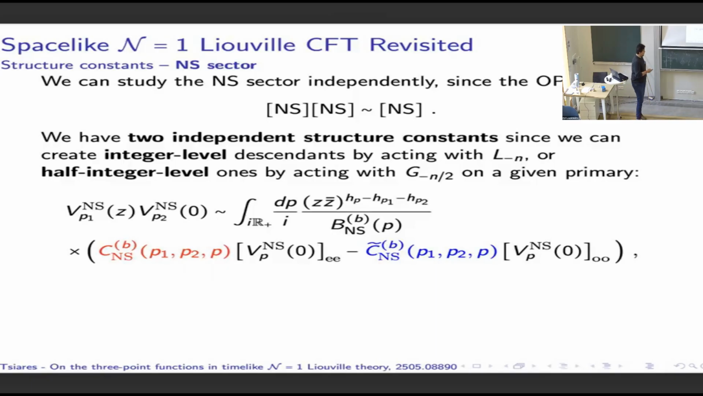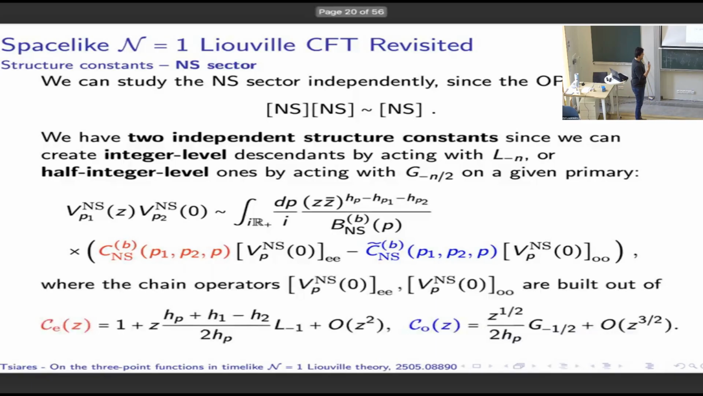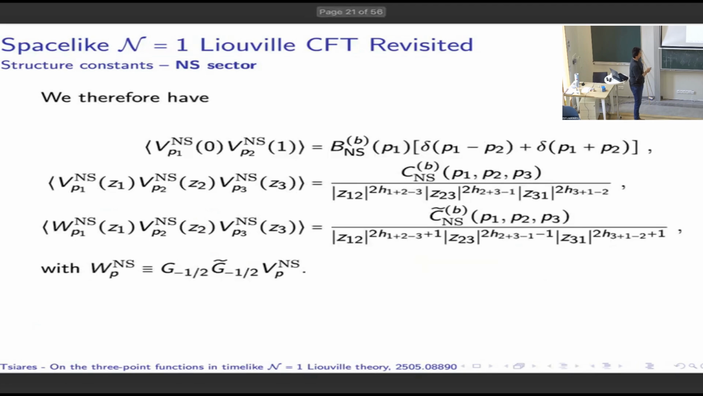Now, what we want to do is to study correlation functions of these fields and determine the 3-point structure constants. So let's start with the NS sector. In fact, it turns out that the NS sector can be studied independently because it closes in its OPE. And notably, there are two independent structure constants. There are structure constants that enter in the OPE that captures the integer level descendants of the NS primary. And there is a different one, which characterizes the half integer level ones.